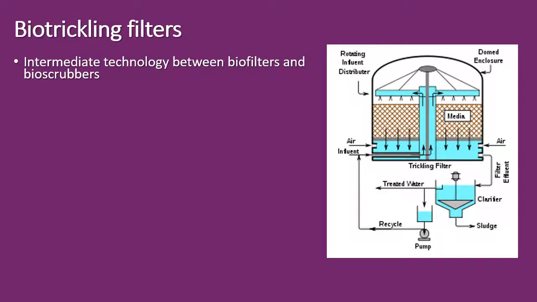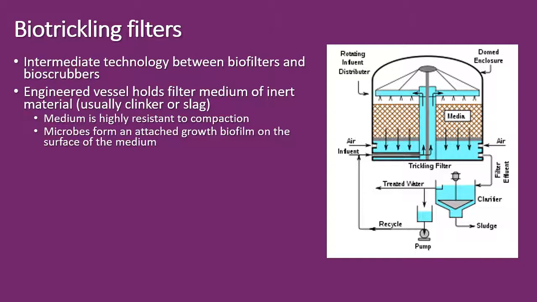So a biotrickling filter is very similar to a biofilter. It's kind of like an intermediate between biofilters and the last type of technology we're going to talk about, which is a bioscrubber. So this is, again, a vessel. It's going to hold some kind of filter medium. In this case, it's going to be some kind of inert material, not an organic material, something like a clinker, which we talked about last chapter with the concrete, or some kind of slag material.